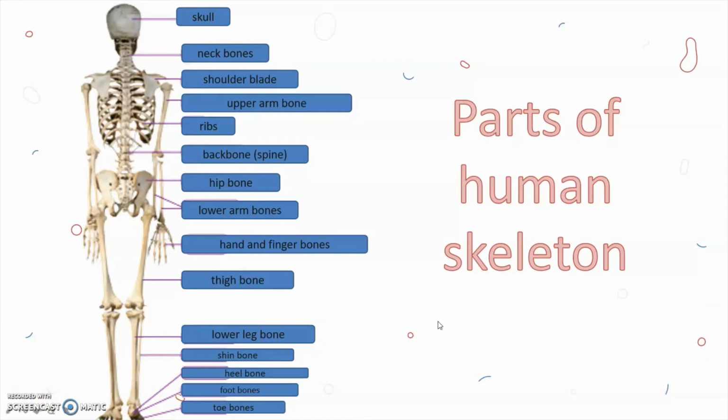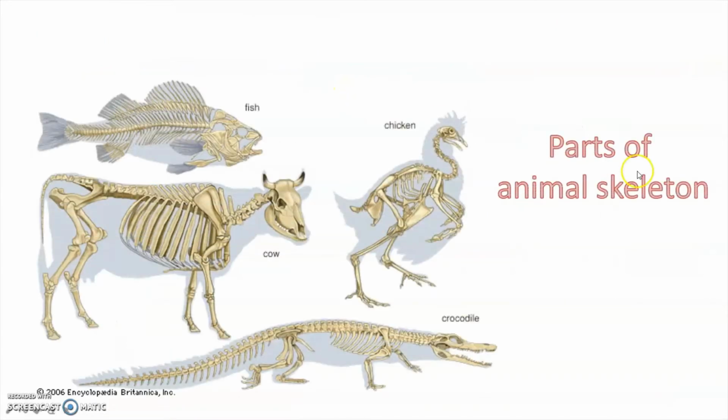Next, this is to remind you of the parts of the human skeleton. Next, these are the parts of the animal skeleton. The first one is a fish, and then a cow, a chicken, and a crocodile.